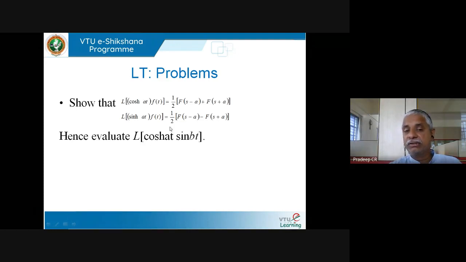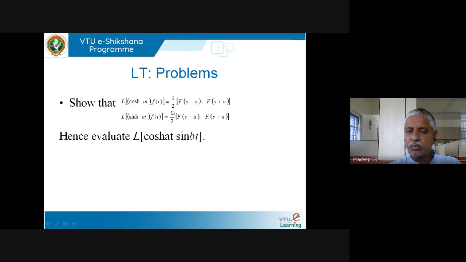We'll go slowly. There are three parts, three problems here. If you solve one, the others will follow. In fact, this problem is a particular case of this where f(t) is sin(bt). And I know Laplace of sin(bt). Then I replace s by s minus a, and that's all. What I'm trying to say is these problems are related. They are very similar. So let me start with this.